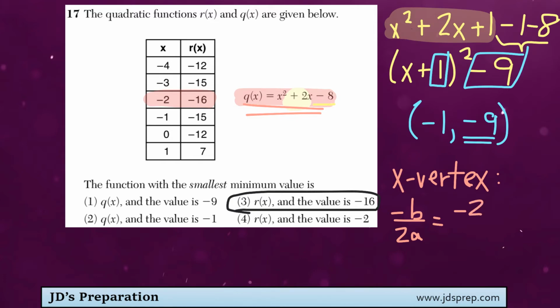So this is negative 2 over 2 times a, and our a value is just 1. So negative 2 over 2, which simplifies to negative 1. So you can see that matches the x coordinate of the vertex. And from there, you could actually plug in the x value of negative 1 into q of x, and then you would get an answer or a solution of negative 9. So a couple different methods to do it. I just wanted to show you that there are both ways.